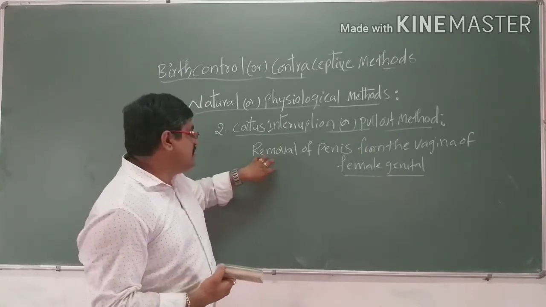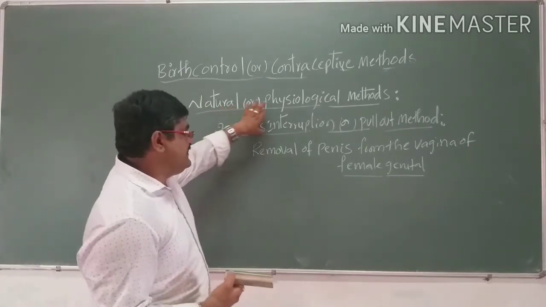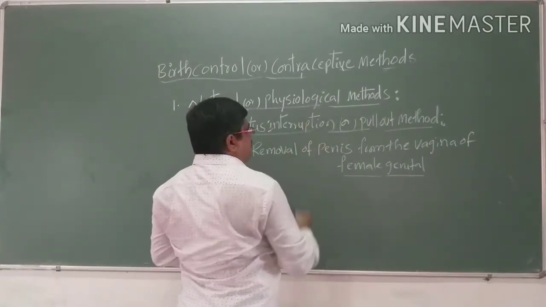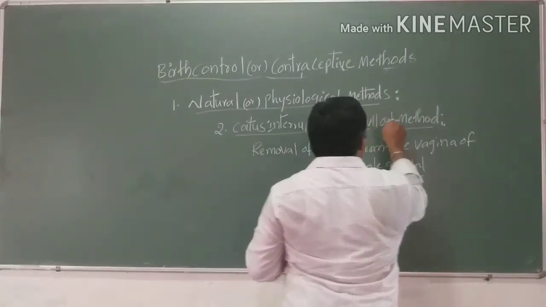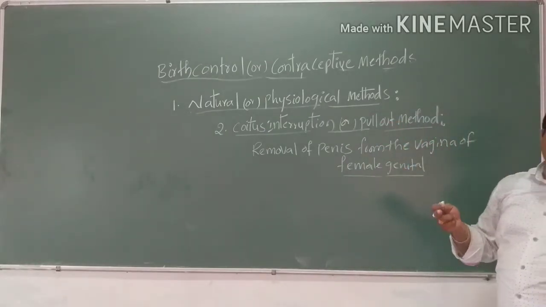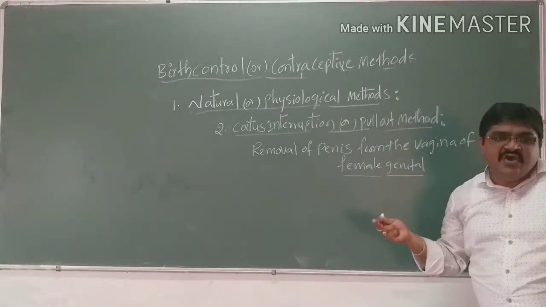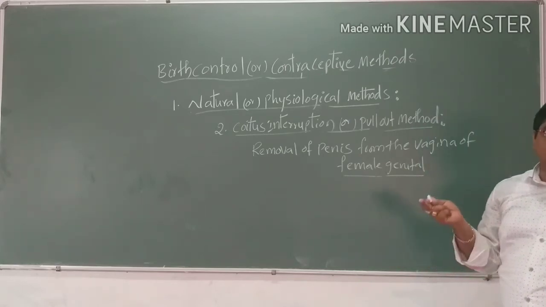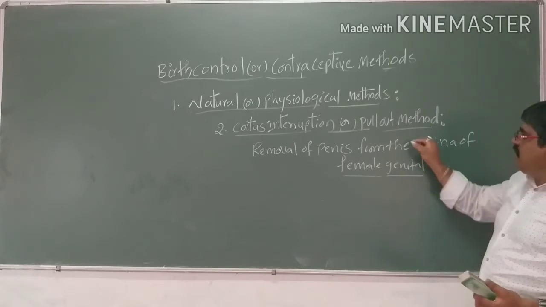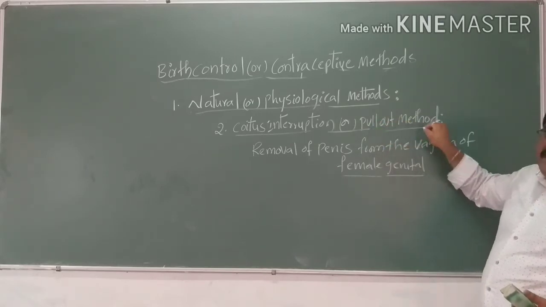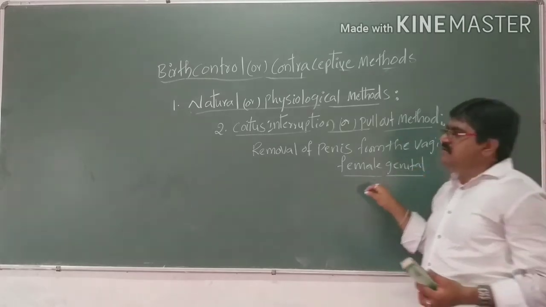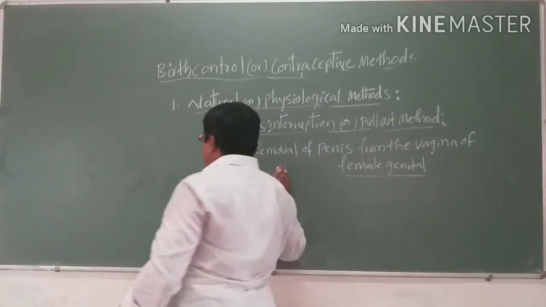This method we call coitus interruption, or otherwise the pull out method. Pull means taking outside: whatever the penis is inserted into the vagina, we are removing it, taking the penis outside. So we call this the pull out method. This is the second type, coitus interruption.